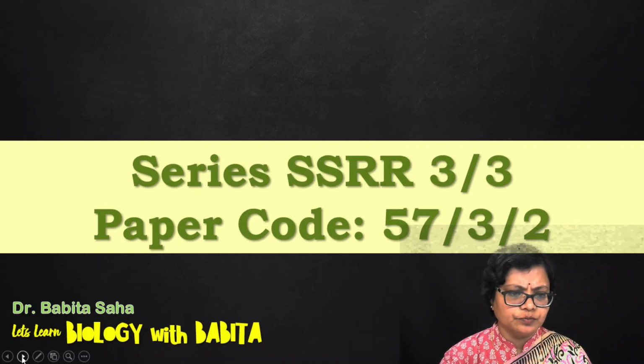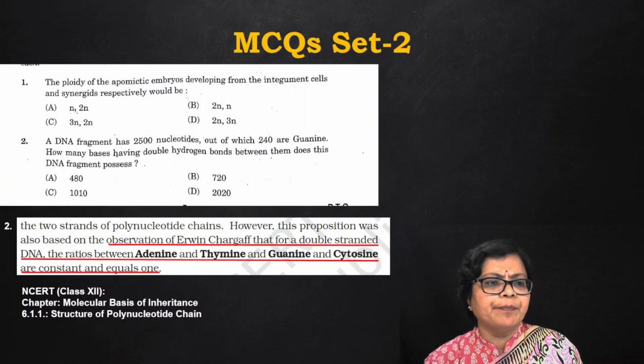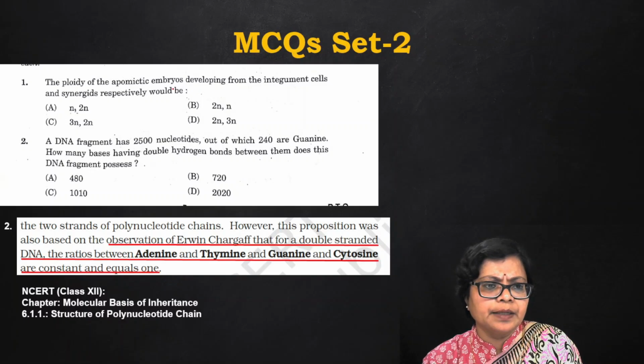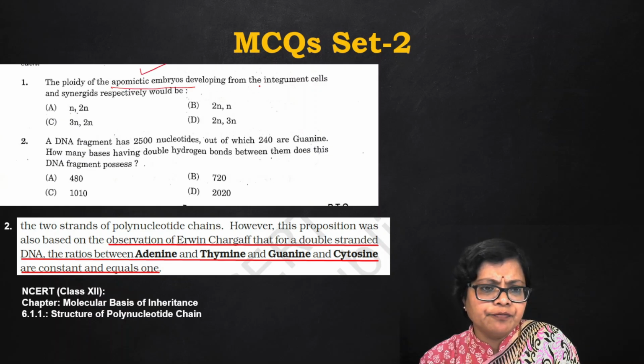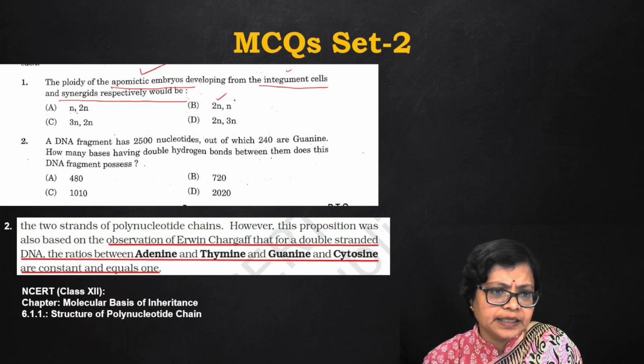First, set 2, series SSRR 3 by 3. First question: the ploidy of the apomictic embryos developing from the integument and the synergids respectively would be: N, 2N; 2N, N; 3N, 2N; 2N, 3N. So integument means 2N, synergids means N. So the correct option will be B.